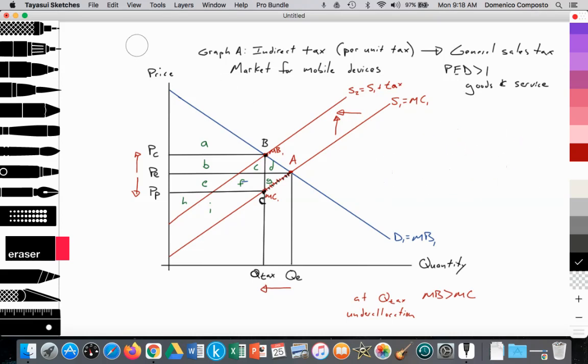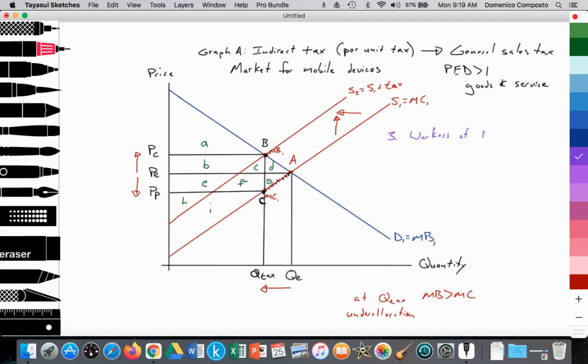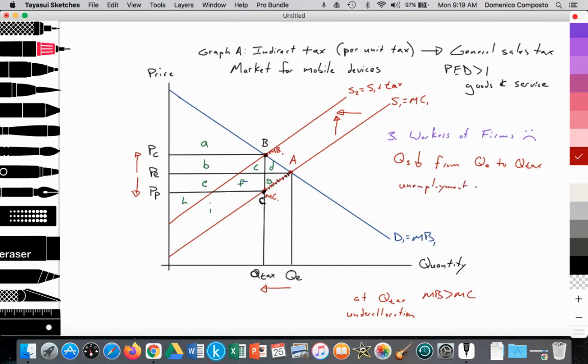What about the workers of firms? Third stakeholder, workers of the producers, or workers of these firms that produce mobile phones, are also worse off because the quantity being supplied by the firm is decreasing, from quantity at equilibrium to quantity with the tax. Firms are reducing their quantity supplied along their S1 curve, and they're going to fire excess resources like labor, so there'll be increased unemployment in the mobile manufacturing sector. So workers are also clearly worse off.